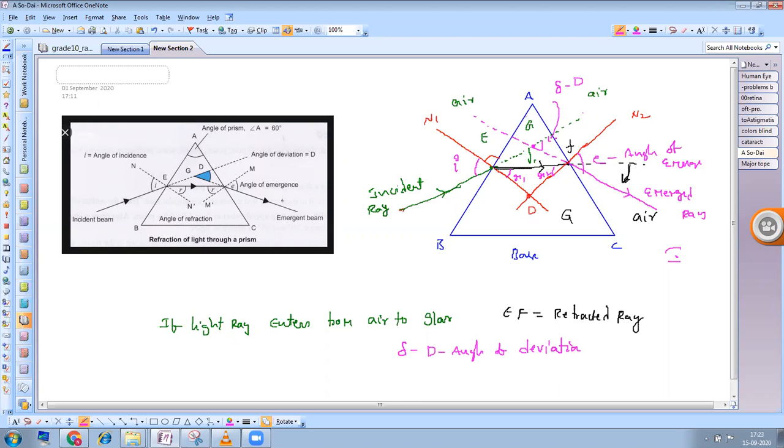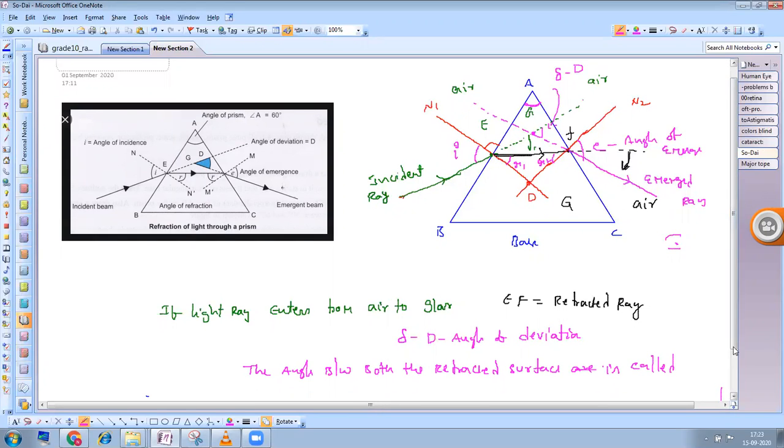See, AB is one refracting surface and AC is another refracting surface. The angle between both the refracting surfaces, AB and AC, is called the angle of prism.